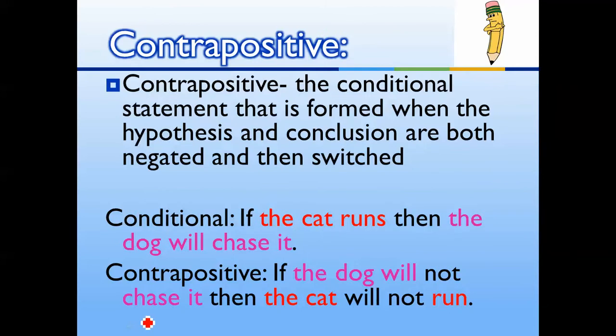And the contrapositive is formed when we do both things. We add the word not and we switch them. So they're going to switch, except our if and then are going to stay where they are. So we're going to switch them and then also add the word not. So we get if the dog will not chase it, then the cat will not run.